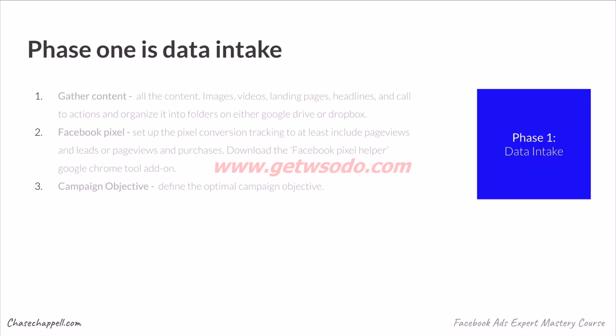Then once you have all of your content gathered, we need to set up and confirm that your Facebook pixel has the pixel conversion tracking to at least include page views and leads or page views and purchases. The best way to confirm you have these is by downloading the Facebook Pixel Helper. It is a Google Chrome tool add-on, and the link to the tool is in the resource section below this video. And if you need to set up your pixel, you can watch the video on how to do that below using the resource section as well.